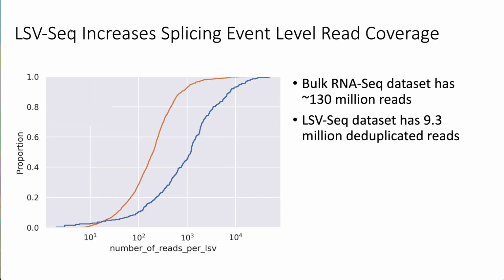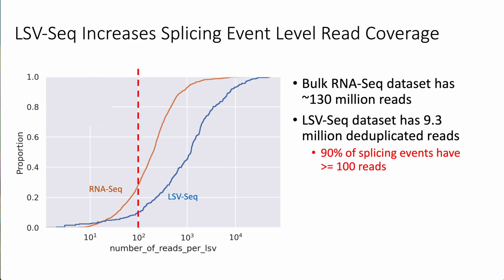We also looked at the coverage of individual LSVs. Here we are looking at the cumulative distribution graph for the number of reads of coverage in the RNA-Seq dataset in orange, with about 130 million total reads of coverage compared to LSV-Seq in blue, with about 10 million reads. In contrast to the much worse coverage in RNA-Seq, we see that in LSV-Seq, over 90% of the events have at least 100 reads, which represents exceptional levels of coverage.